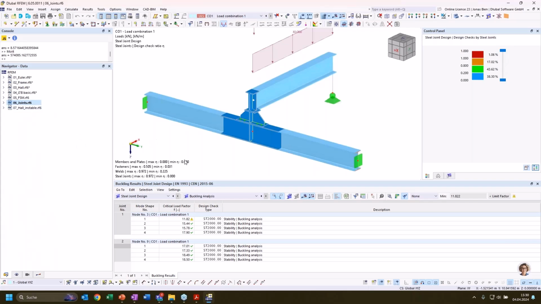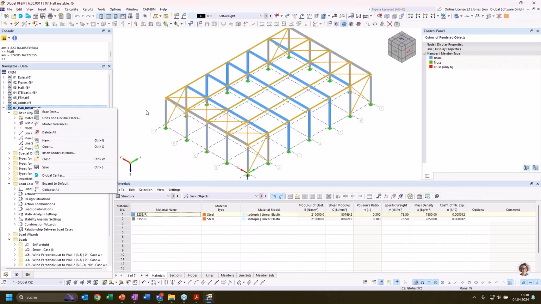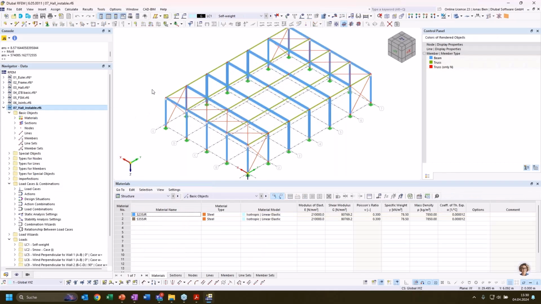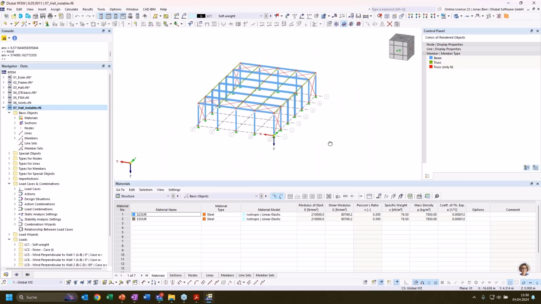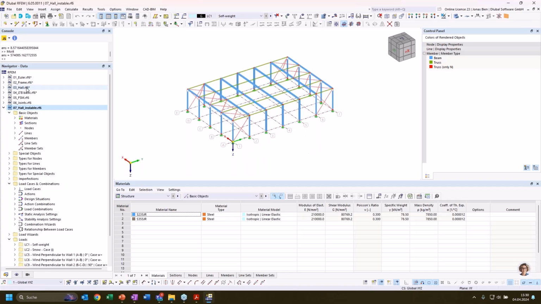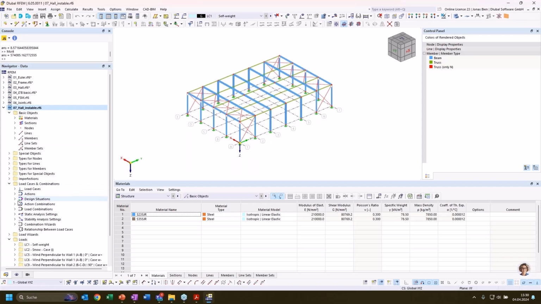Okay, then let's move to the last point. I promised to also show you how we can use the structural stability add-on to troubleshoot when we have some instabilities within our model. So I prepared another industrial hall. It's very similar to the third model, but here I reduced the number of load cases a bit, worked with load combinations, and introduced some mistakes which lead to an unstable solution.